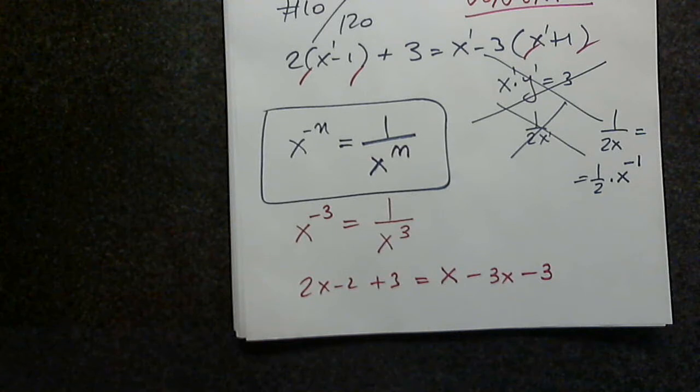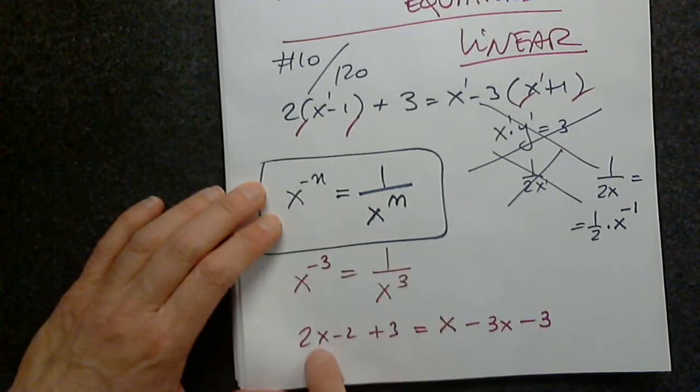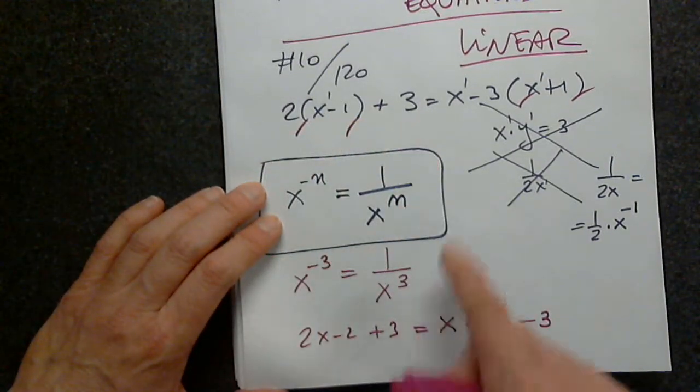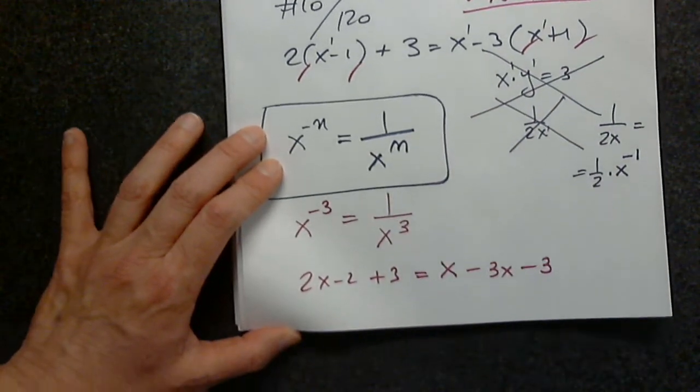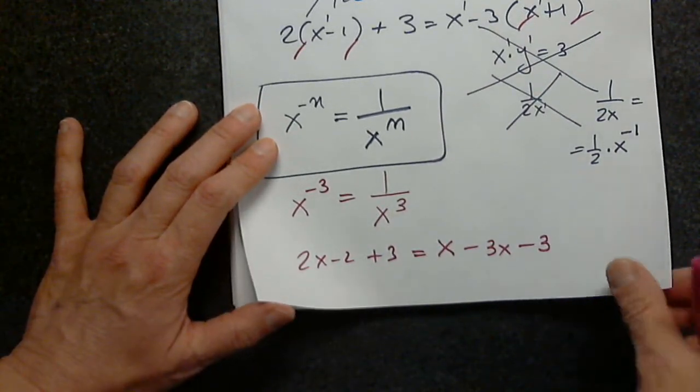When we distribute to one term, we have to distribute to all. Are you with me? Which part? 2 times x, and 2 times -1. I copy 3, x minus 3 times x minus 3 times 1. Are you with me, everyone?